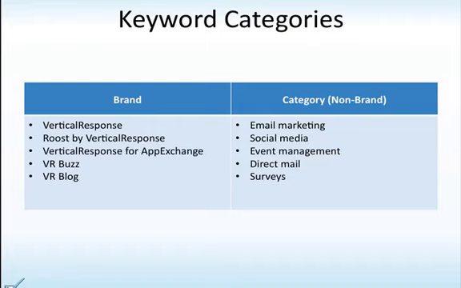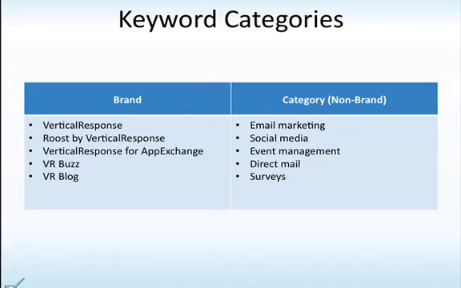For the category or non-brand keywords, these are the more generic terms that can be used to describe what you do. So they're also the ones that you and your competitors will most likely be battling for. For example, in our case, it would be terms like email marketing, social media, event management, direct mail, or surveys. So the types of products or services that we offer.